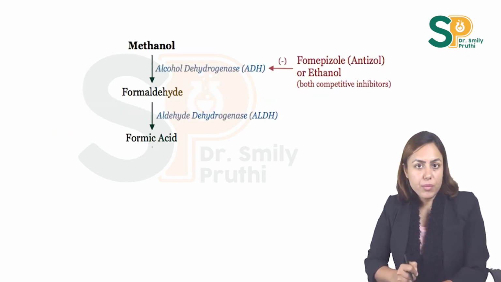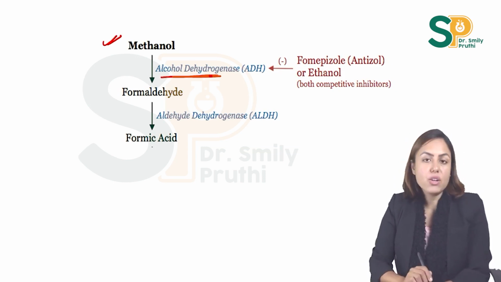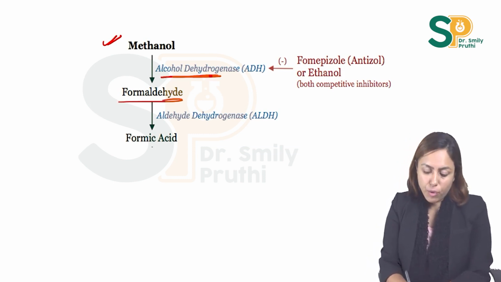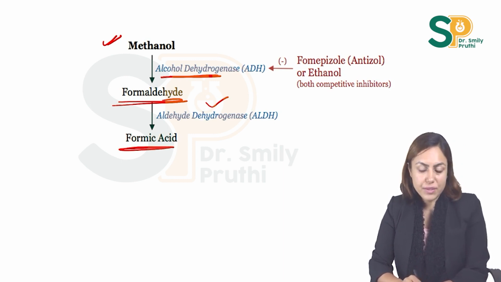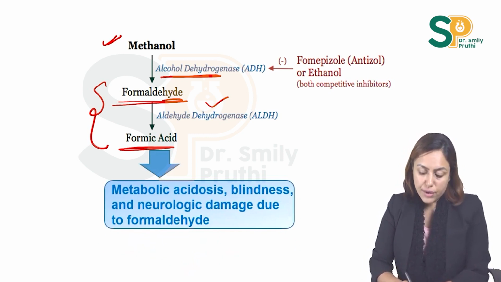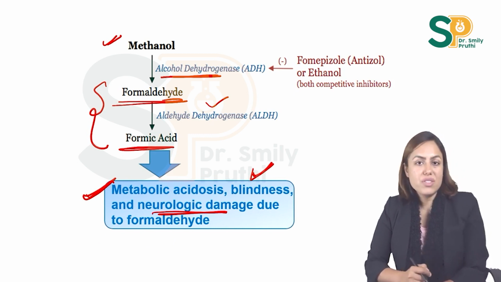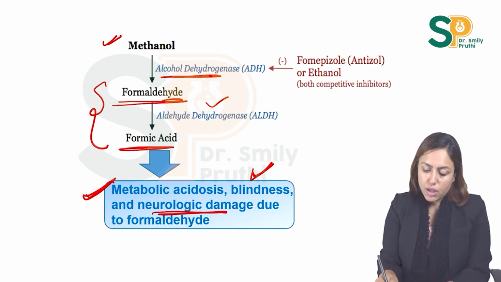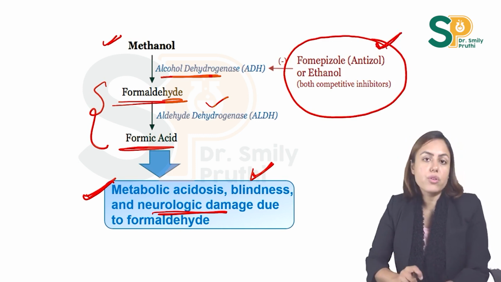Now, what is the biochemical basis here? Methanol, which is an alcohol, will be taken by enzyme alcohol dehydrogenase, making formaldehyde. This is aldehyde, so aldehyde dehydrogenase enzyme will work and will convert it to formic acid. This formaldehyde and formic acid are very dangerous, leading to metabolic acidosis, blindness and neurological damage, right? So this is the reason that methanol or methyl alcohol is very, very dangerous, right? Now, the competitive inhibitors, fomepizole and ethanol can be used in the treatment part, right?